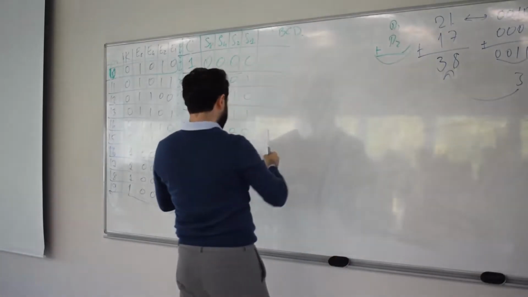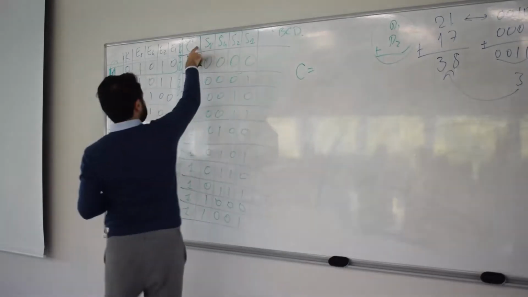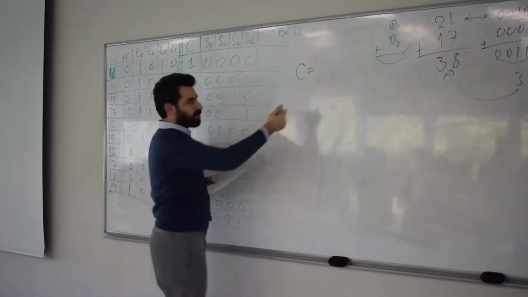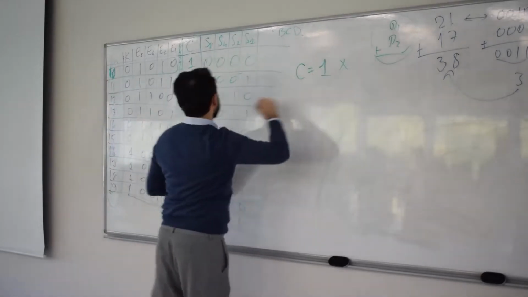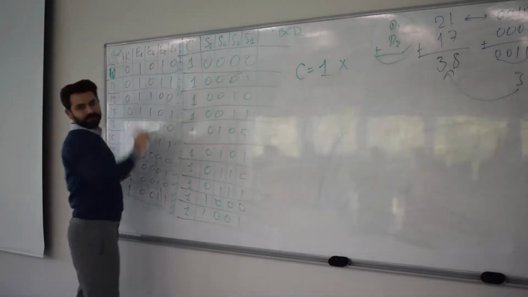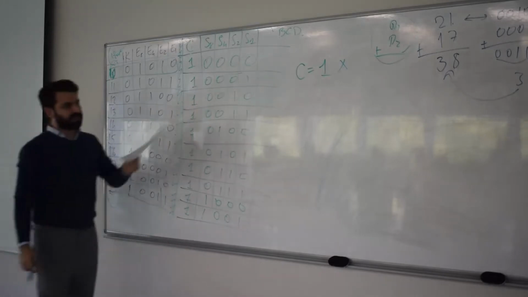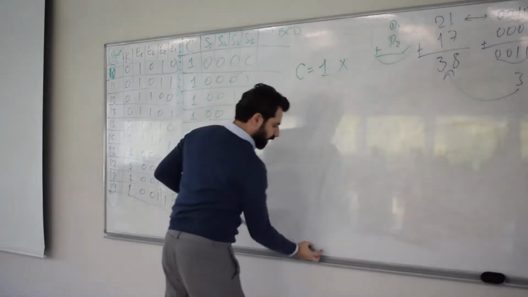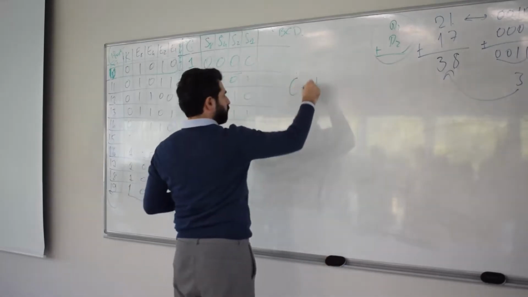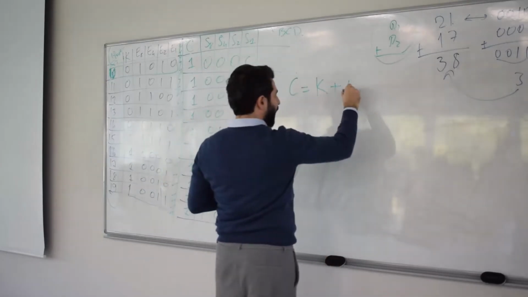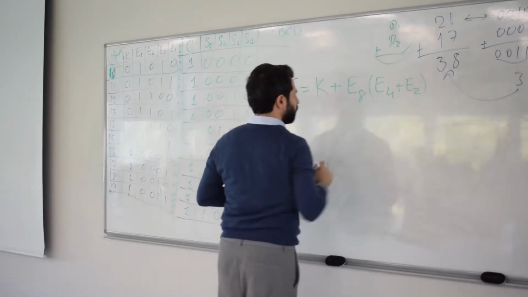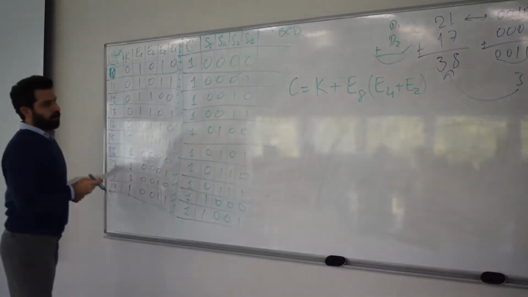For example, C turns out to be... You may say, oh, C is always 1. What are you talking about? C must be 1. No. Why? Because we got the other 10 cases here that generate C equals 0, right? That's why. So C is not always 1. C is sometimes 0, sometimes 1. So what's the condition for that? It's pretty simple, it turns out. C equals K plus, actually OR, E8 and E4 plus E2. Okay, that's your C. All right?